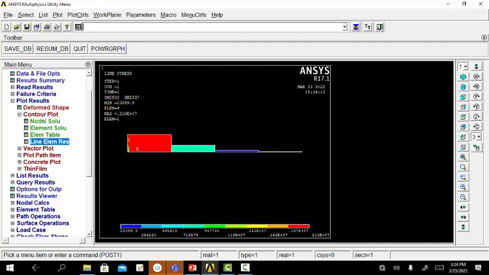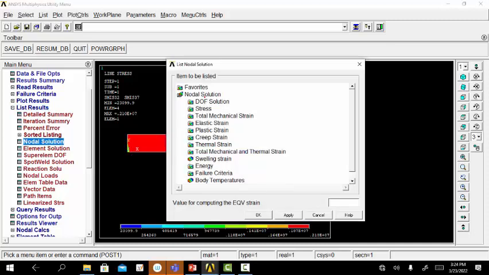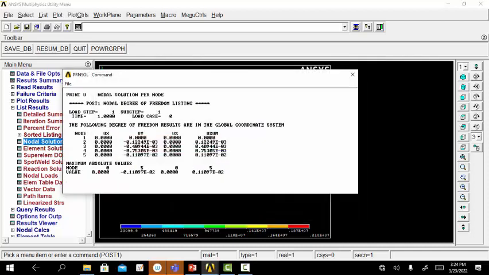Okay, so if you want to observe the values per element, then we have to go to list results, nodal solution, DOF solution, displacement vector sum. So at each nodal point, how the deformation is experienced, those values we can collect from this table.